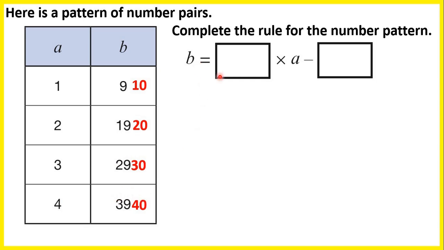So that means B is equal to 10 times A minus 1, because we can multiply the value in A by 10 and then subtract 1 to get the value of B.